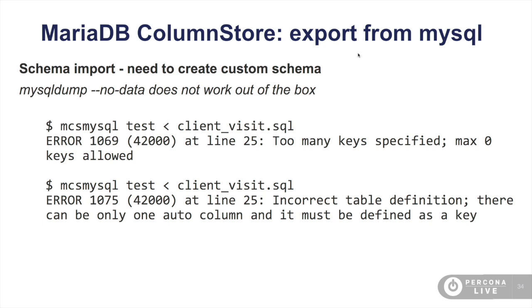MariaDB ColumnStore doesn't support indexes. And our tables have indexes, foreign key constraints, and auto-increment primary keys. Neither of those will work. So we'll need to create a custom schema by basically removing all of this. There are some minor issues with the data types, but I was able to fix that. So finally, I have created a version of the MySQL schema inside of MariaDB ColumnStore.